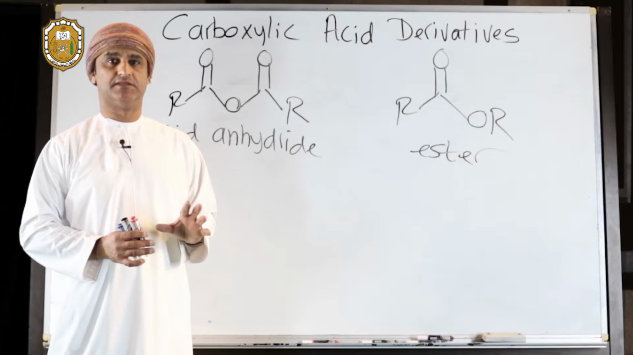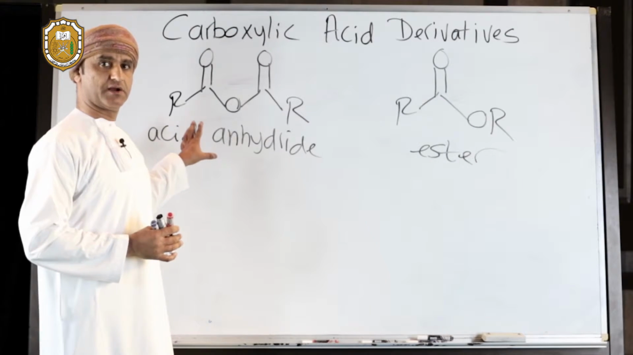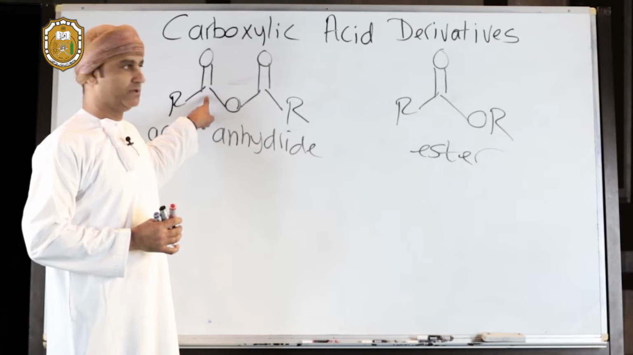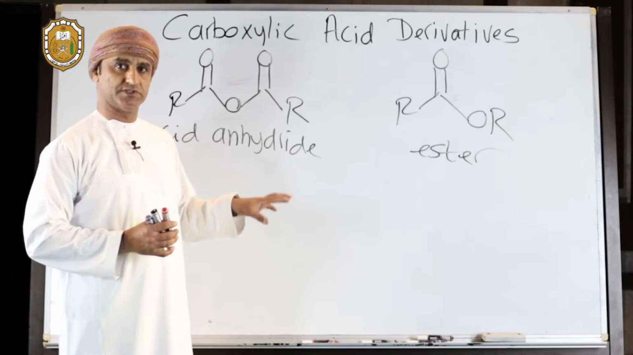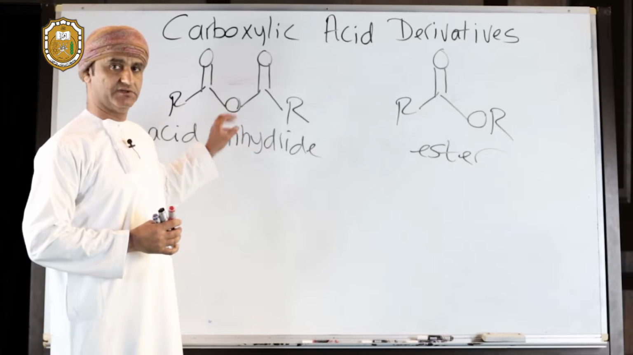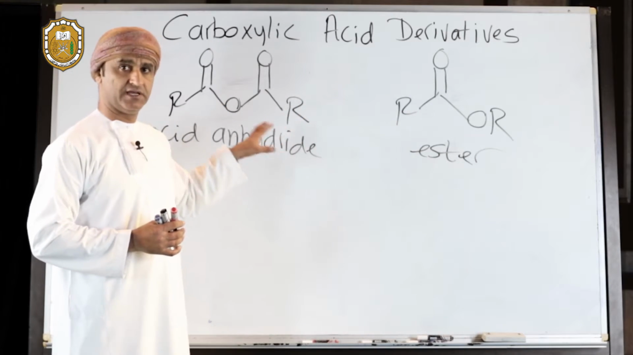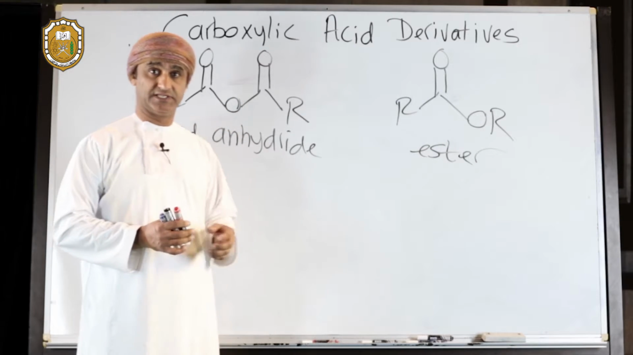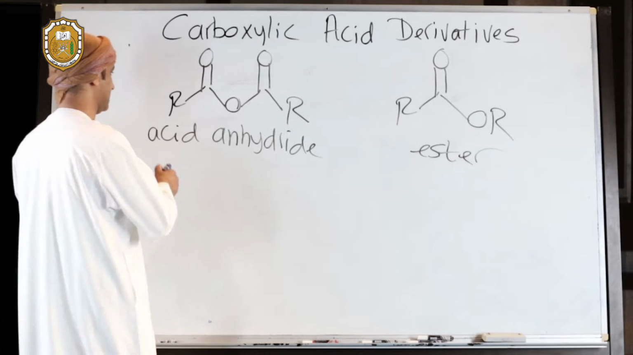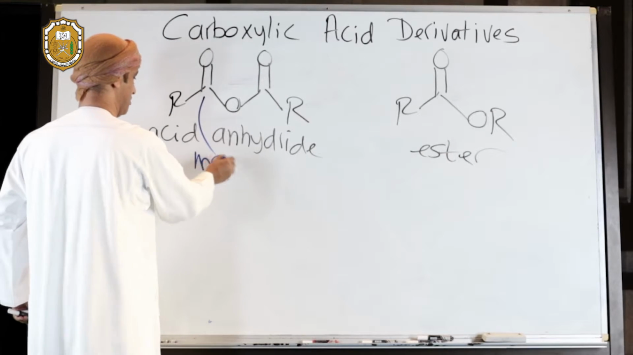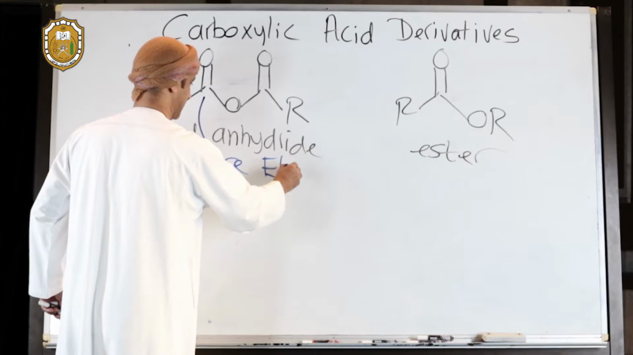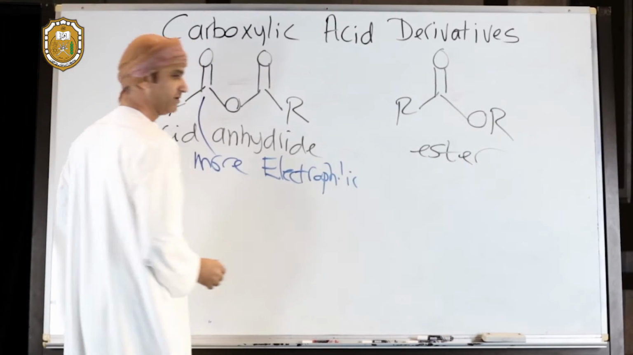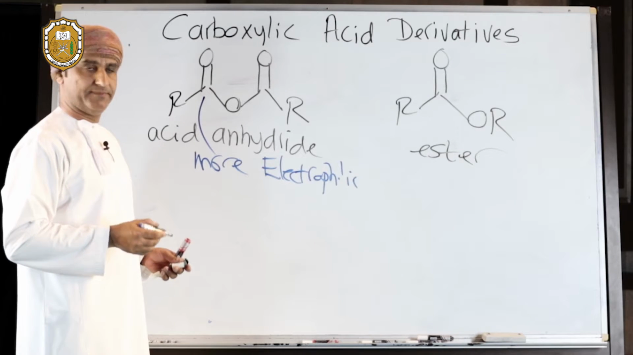We have just seen that acid anhydrides are more electrophilic at the carbon of the carbonyl group than esters. That's because of the less resonance donation in this case relative to that. Therefore, electron density here is less, and therefore the electrophilicity is higher. So this carbon is more electrophilic, as we have just seen. What about leaving group ability?